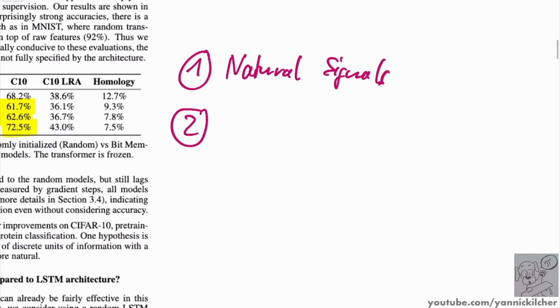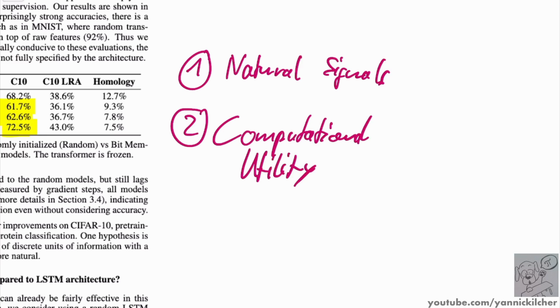And then second of all, and this is different, this is simply with enough complexity, there is what I'm going to say computational utility. What I mean by that is that when you pre-train on a task, certain types of computation are going to be important for that task.